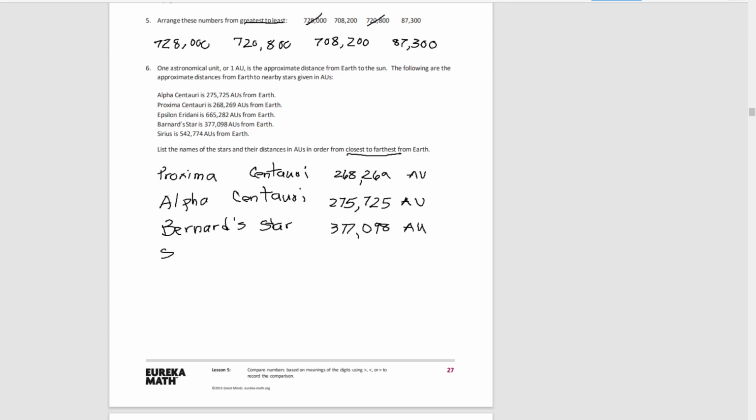Then Sirius, 542,774 AUs. And the farthest star would be Epsilon Eridani at 665,282 AUs. And that's the last problem in lesson 5.